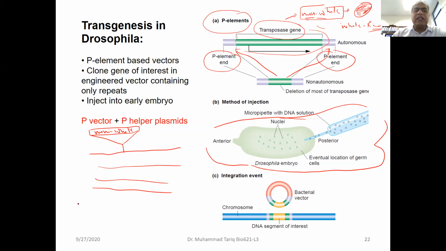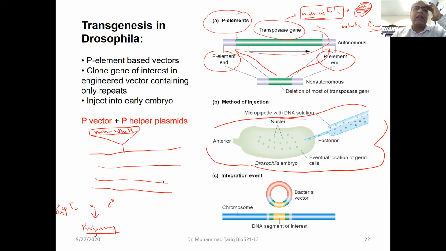What do you do? You take these flies and you cross them. Let's say this is T0. You now cross it with another male, or based on whether this is female or male, you cross them with the opposite sex, and then you select the progeny.